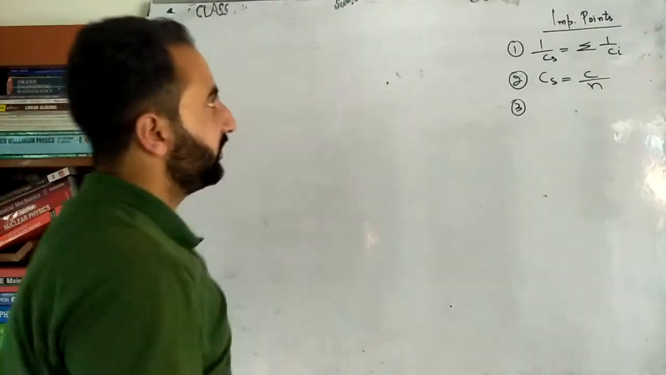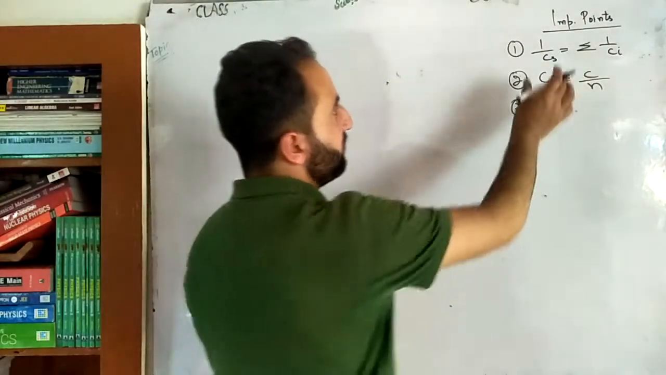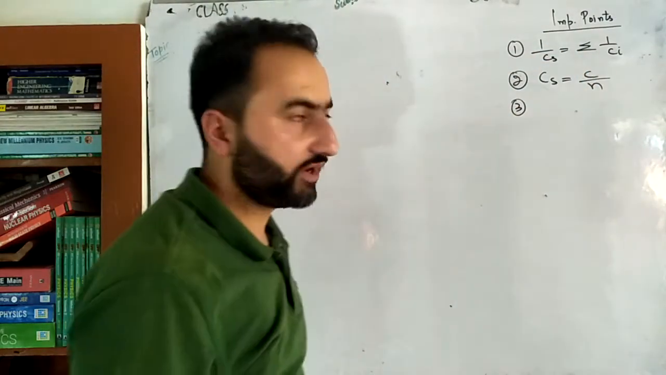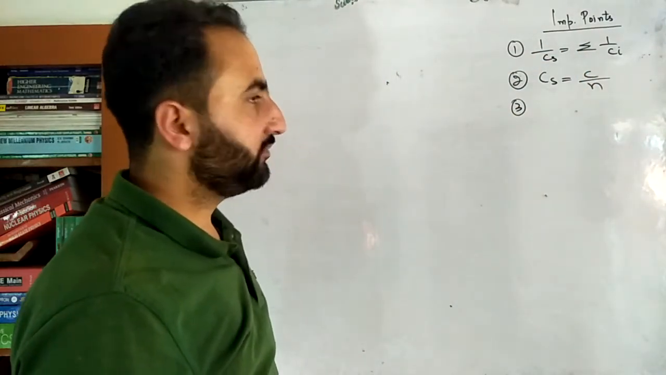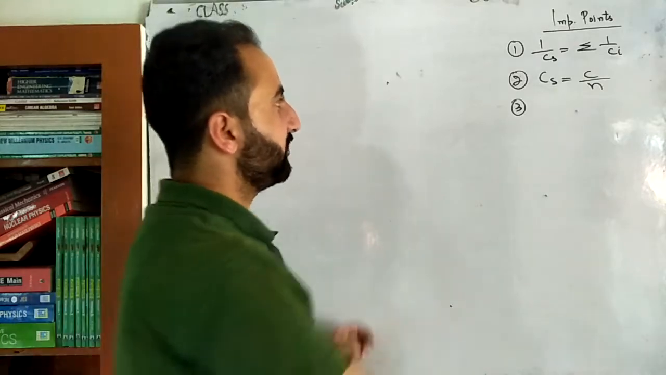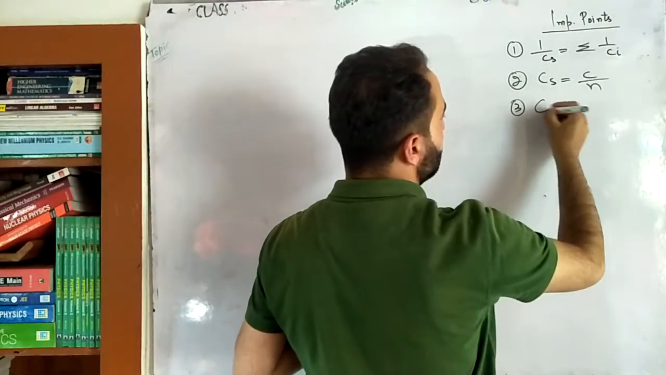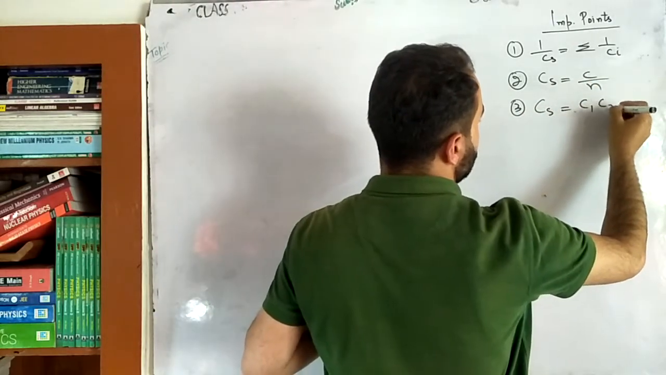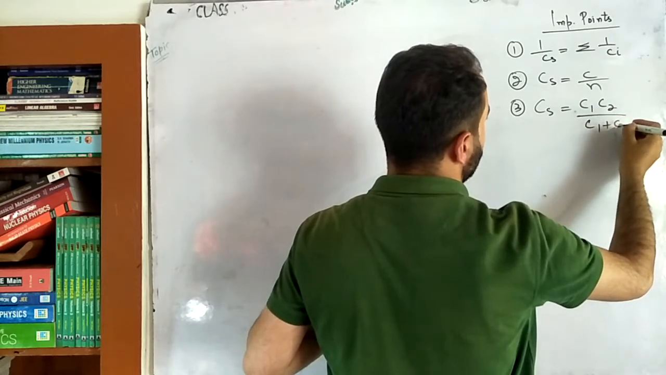Okay, now look beta, I will rewrite all these important points. Point number 1: equivalent capacitance, 1 by CS is equal to summation of 1 divided by Ci. Point number 2: if there are n identical capacitors, then equivalent capacitance will be C divided by n. Point 3: if there are 2, then product divided by sum, C1 C2 divided by C1 plus C2.